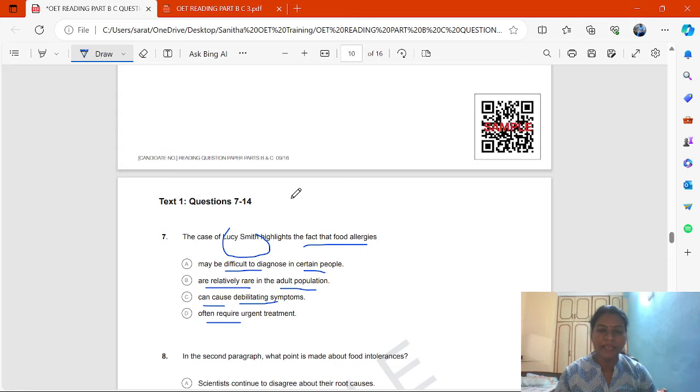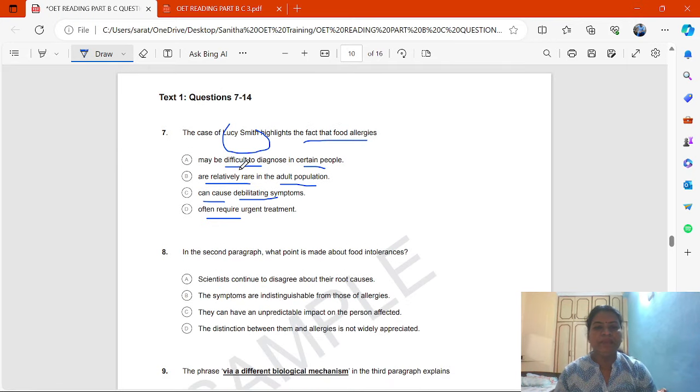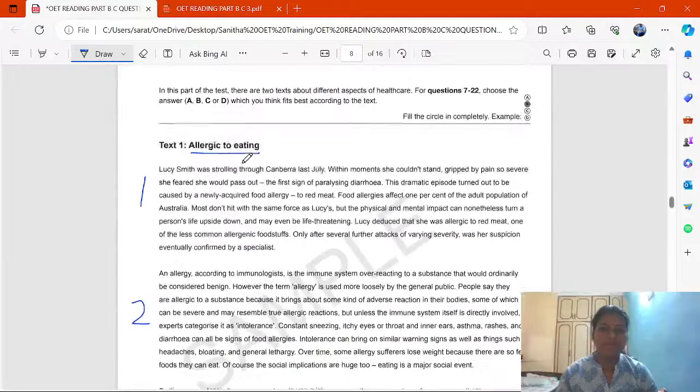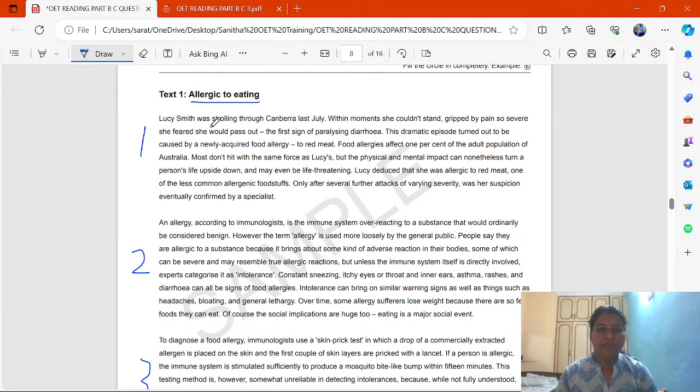For the first question, we are going to read the passage. Lucy Smith was strolling through Canberra last July. Within moments, she couldn't stand, gripped by pain so severe she feared she would pass out, the first sign of paralyzing diarrhea. This dramatic episode turned out to be caused by a newly acquired food allergy to red meat. Food allergies affect 1% of the adult population of Australia.